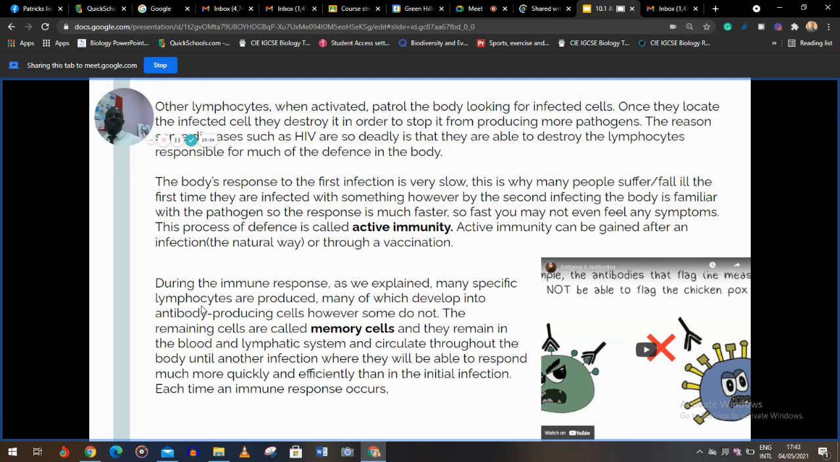So when you talk about memory cells, what happens? During an immune response, as we explained, many specific lymphocytes are produced, many of which develop into antibody-producing cells. However, some do not. The remaining cells are called memory cells, and they remain in the blood and lymphatic system, circulating throughout the body until another infection, where they will be able to respond much more quickly and efficiently than in the initial infection each time an immune response occurs.